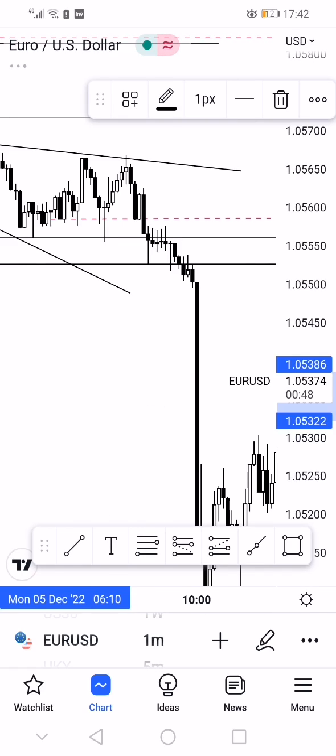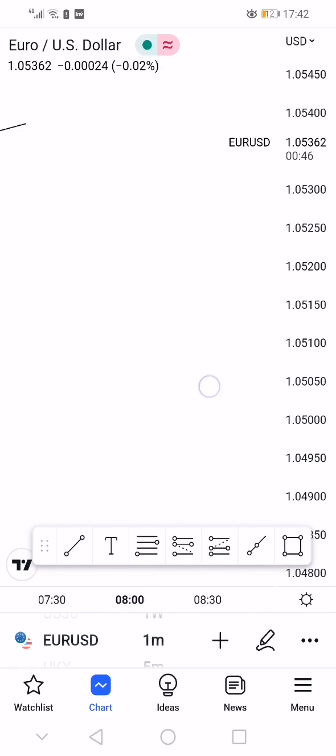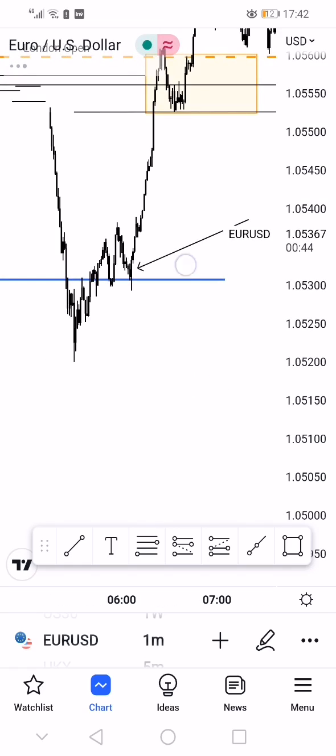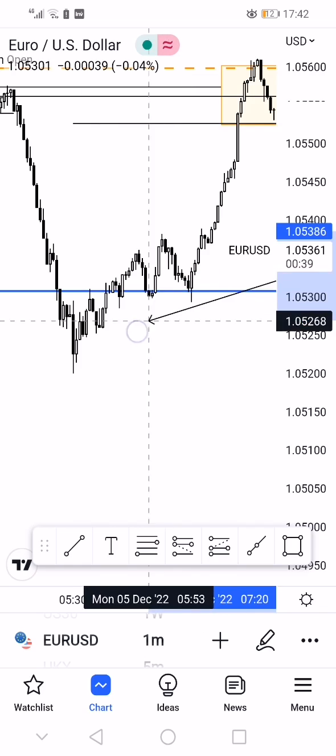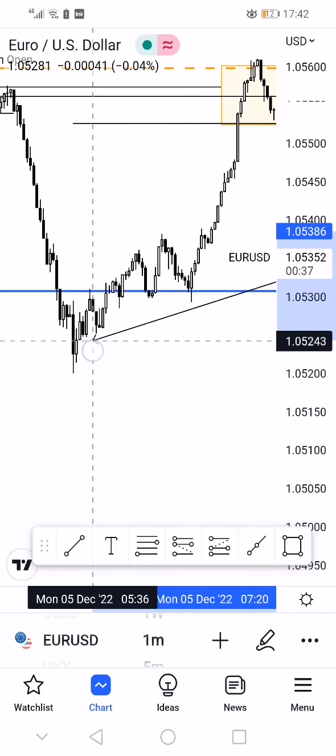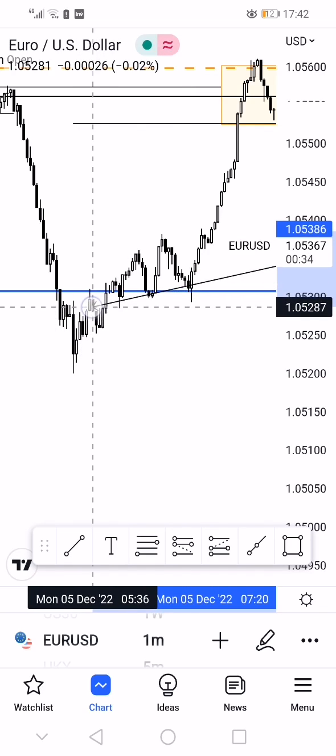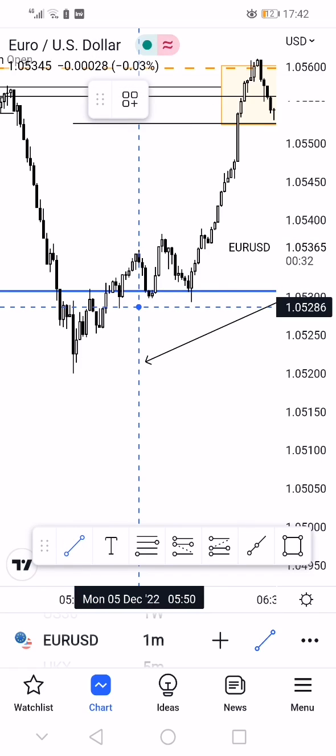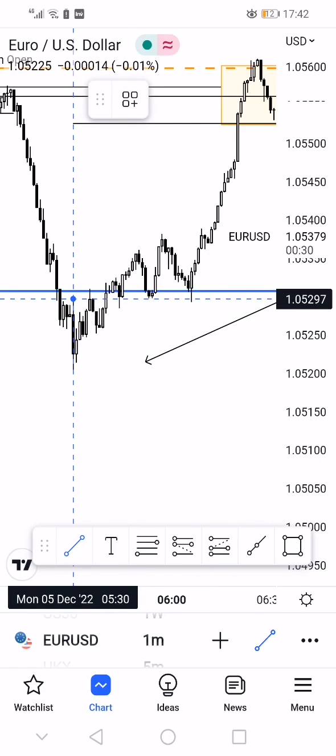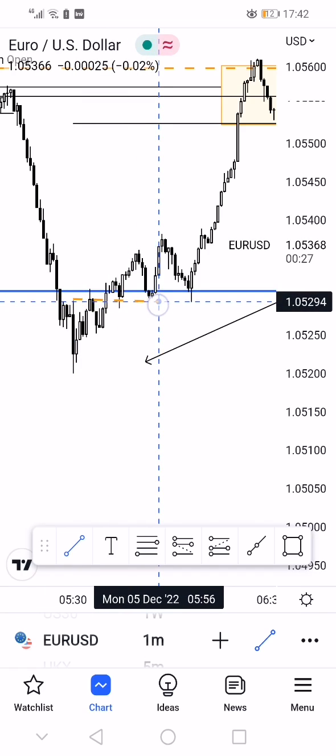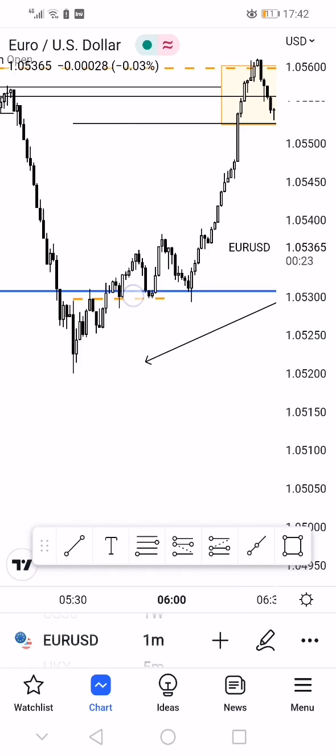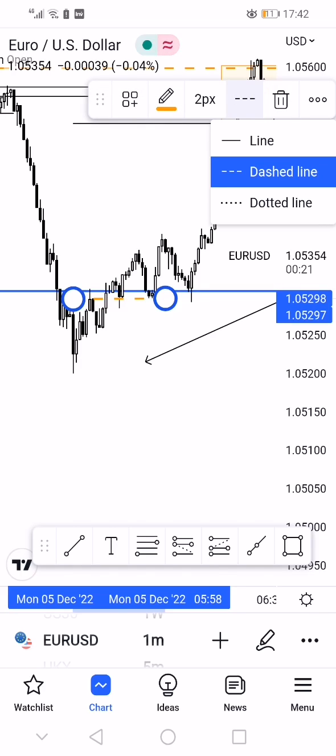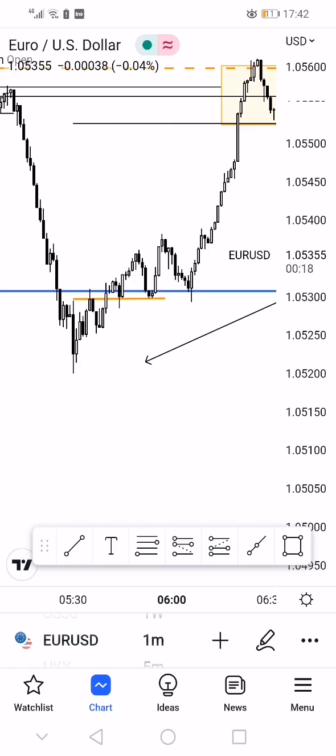Let's go there and see exactly what happens after taking out the Asian session low. You see here that after taking the Asian session low, there was a break of market structure. Let me add that to show you here. Now mark that. So that is the break of market structure. Let me make it a solid line so that we differentiate between that one and that one.